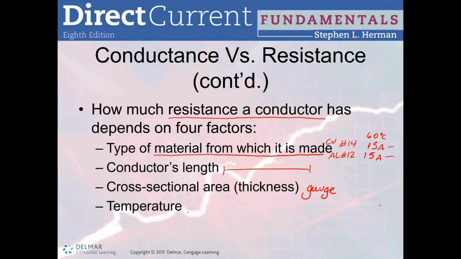And the last one is going to be your temperature, and that's why you have table 5A, okay? In table 5A in the code book, you have the temperature correction factor that allows you to calculate the maximum length that you can run a conductor once you have a temperature above 30 Celsius. In our case, we are going to be using 20 Celsius as a temperature rating.